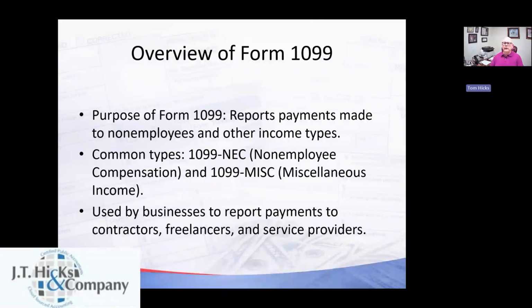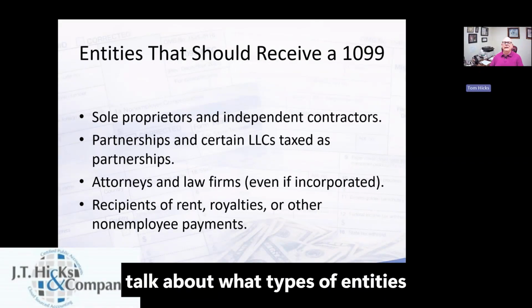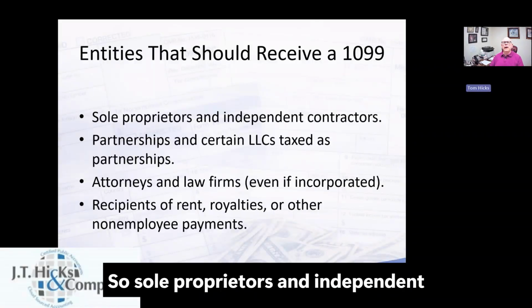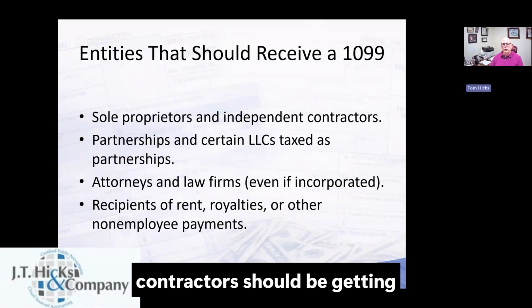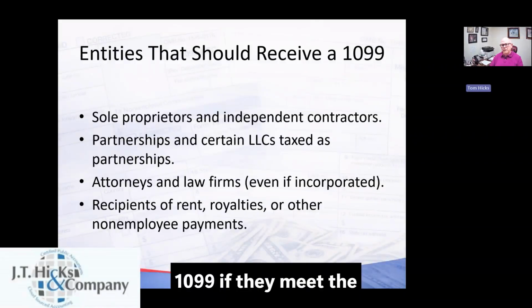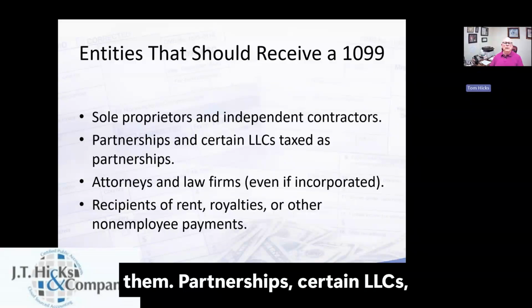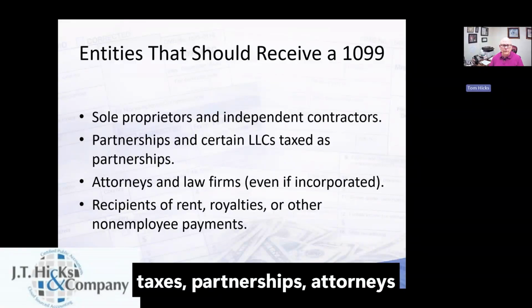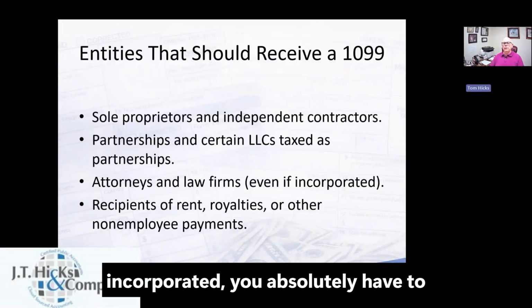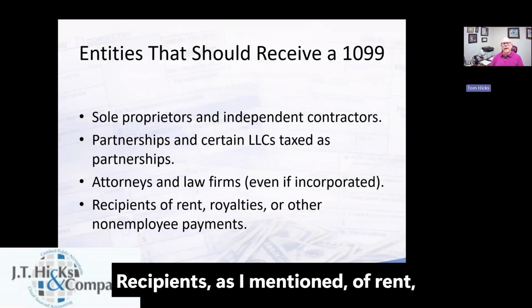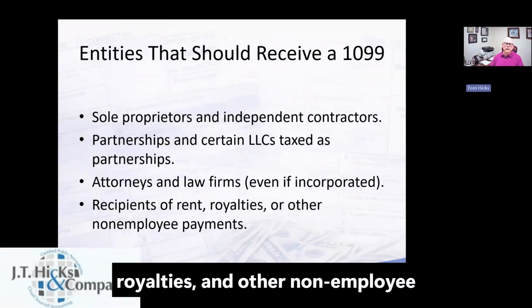So let's talk about what types of entities should receive a 1099. Sole proprietors and independent contractors should be getting a 1099 if they meet the level of disbursement that you've paid them. Partnerships, certain LLCs, tax-less partnerships, attorneys and law firms, even if they're incorporated, you absolutely have to send a 1099. Also recipients of rent, royalties, and other non-employee payments.